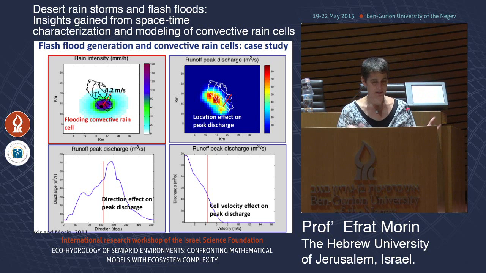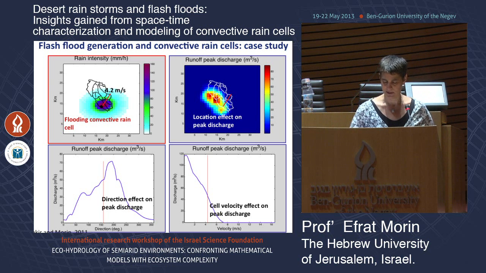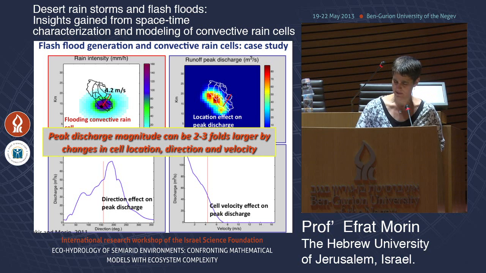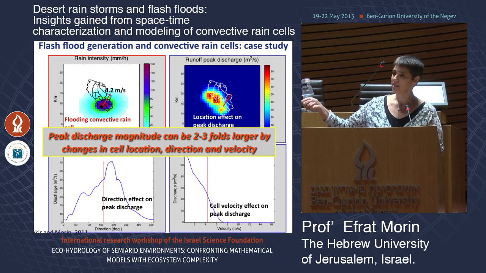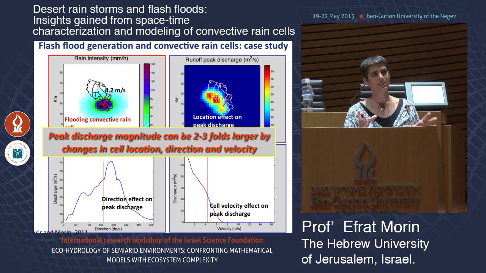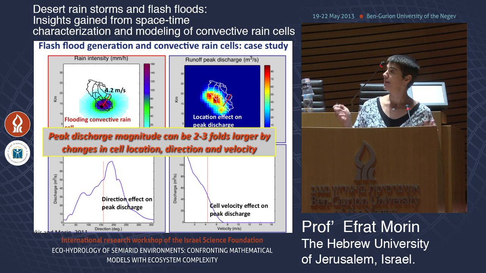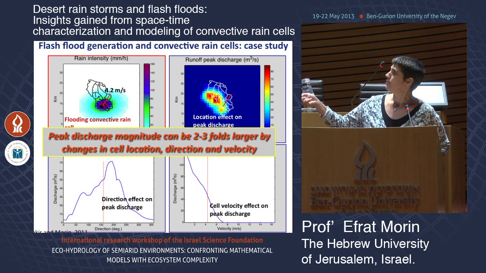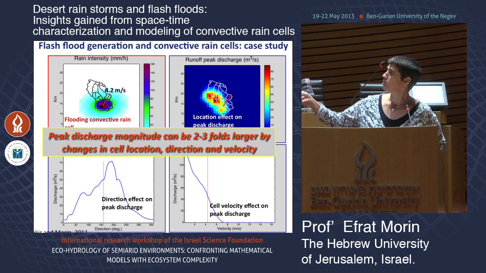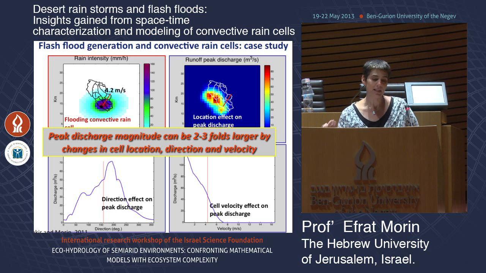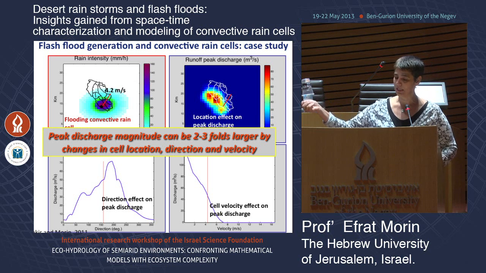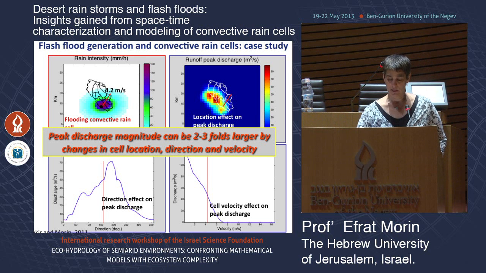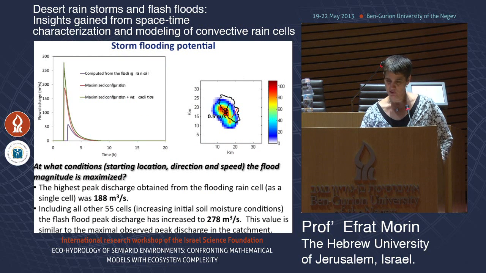If we take all these together and do some global sensitivity, and I'm not showing you the sensitivity itself, by changing all these characteristics, and we are not changing the magnitude of the cell, we're changing the location, speed, and direction, the peak discharge at the outlet could be 2 to 3 folds larger by relatively small changes in cell location, direction, and velocity. So this was one very interesting conclusion.